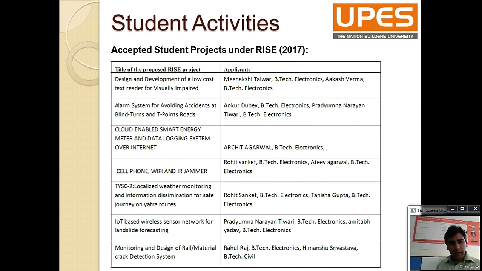Now, another list is design and development of a low-cost text reader for visually impaired, alarm system for avoiding accidents at blind turns and T-points on roads, cloud-enabled smart energy meters and data logging systems over internet, cell phone, Wi-Fi and IR jammer. Okay, localized weather monitoring and information dissemination for safe journey on Yatra routes. IoT-based wireless sensor networks for landslide forecasting, monitoring and design of rail material crack detection system.